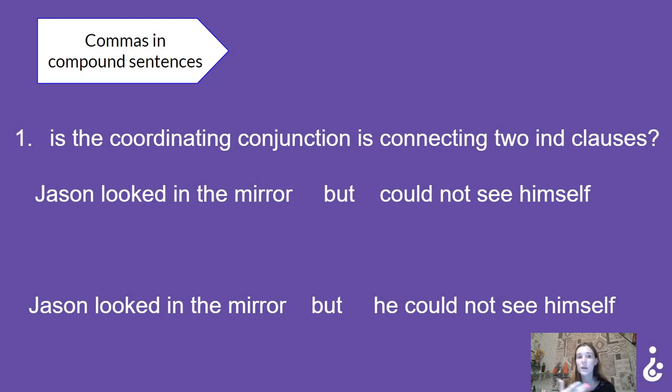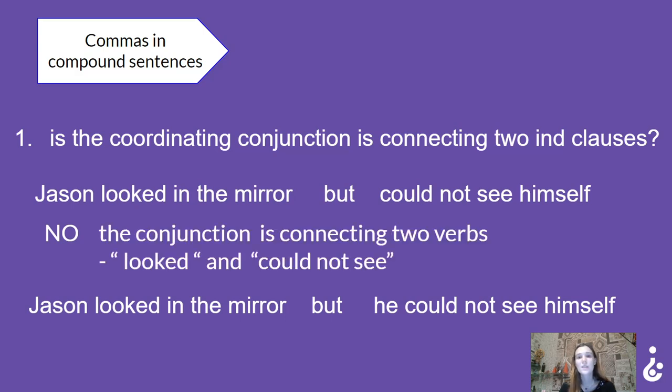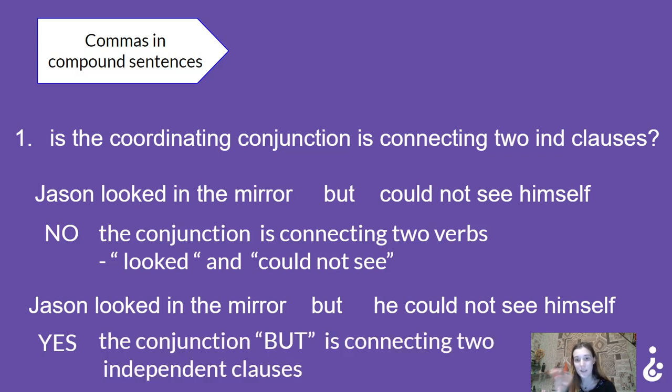Now let's look at commas in compound sentences. Now tell me, is the coordinating conjunction connecting 2 independent clauses? Look, Jason looked in the mirror but could not see himself. And no, the conjunction is connecting 2 verbs: looked and could not see. And here, look, Jason looked in the mirror but he couldn't see himself. Here, the answer is yes. Good. The conjunction but is connecting 2 independent clauses.